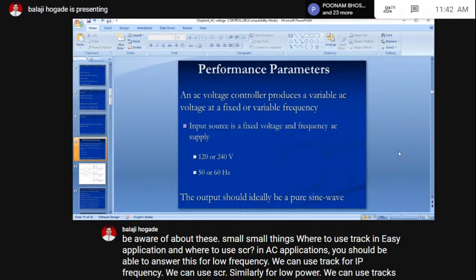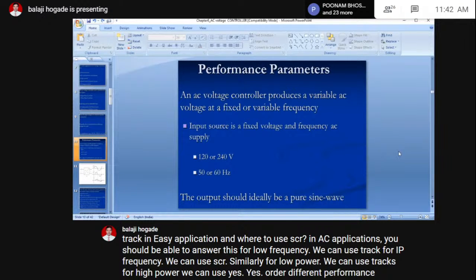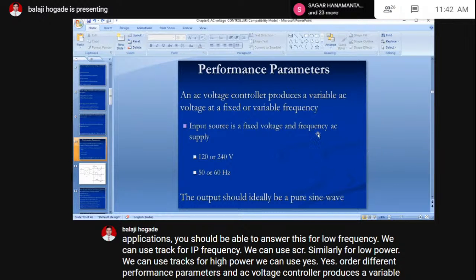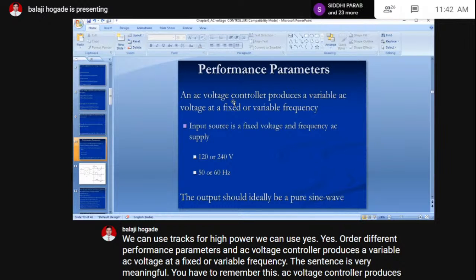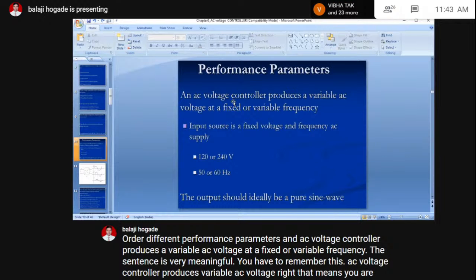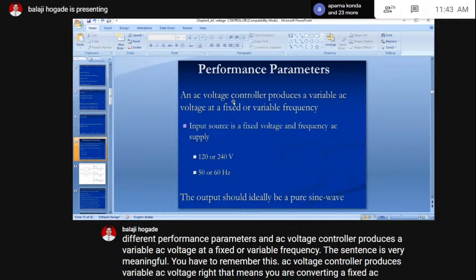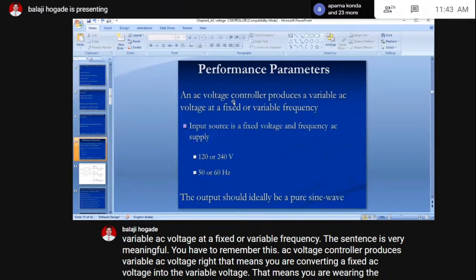What are different performance parameters? An AC voltage controller produces a variable AC voltage at a fixed or variable frequency. See, this sentence is very meaningful. You have to remember this. AC voltage controller produces variable AC voltage, right? That means you are converting a fixed AC voltage into the variable voltage. That means you are varying the amplitude at a fixed or variable frequency.